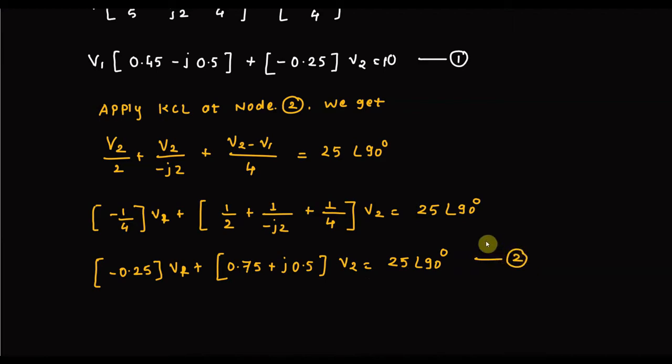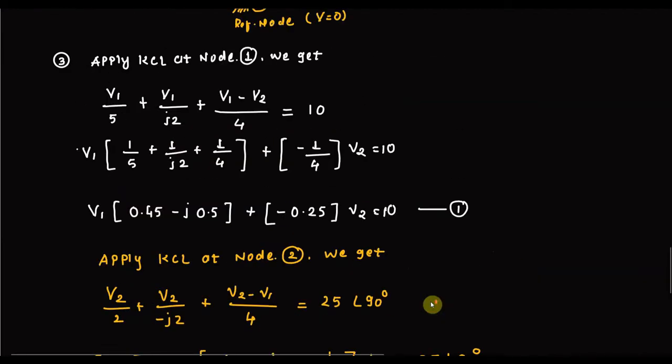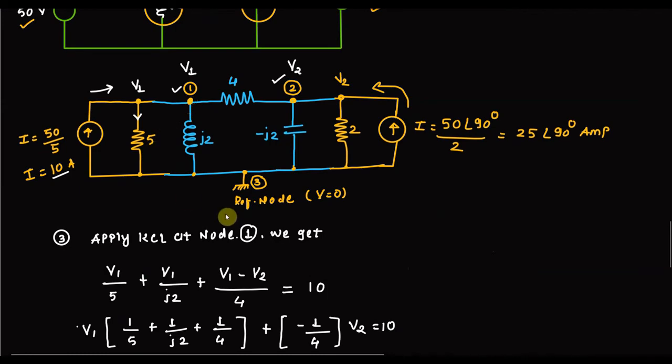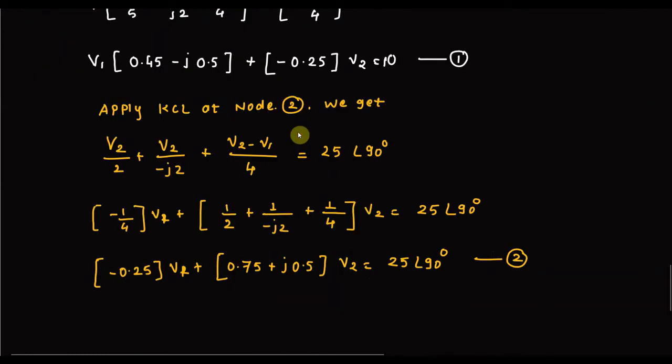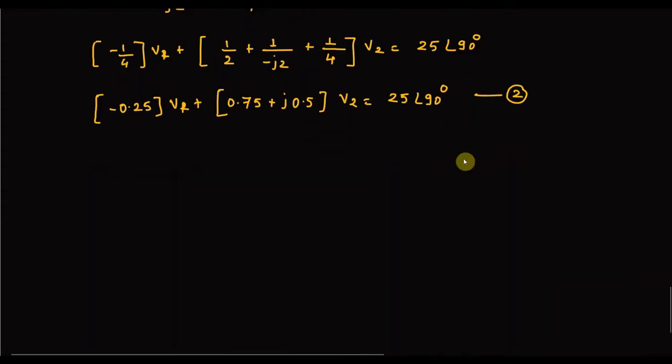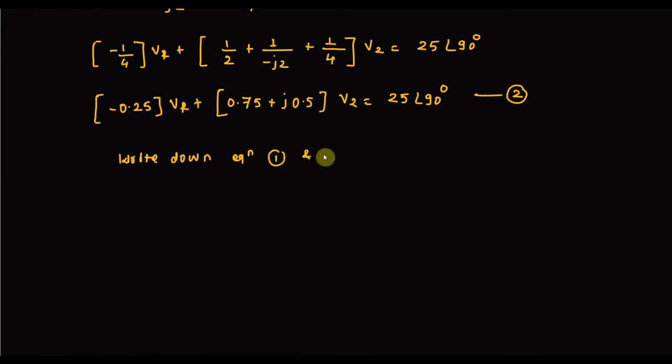As we have two nodes, we have written two equations. Fine. So we have one equation for node 1 and another for node 2. Now after that, what we will do is write down both these equations in matrices. Okay, so in the next step, write down equations 1 and 2 in matrices.